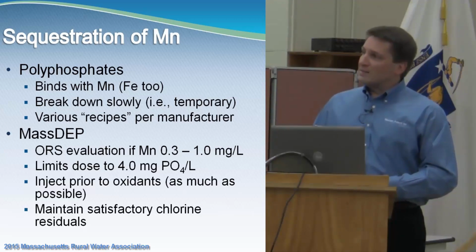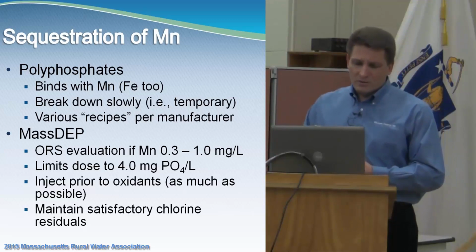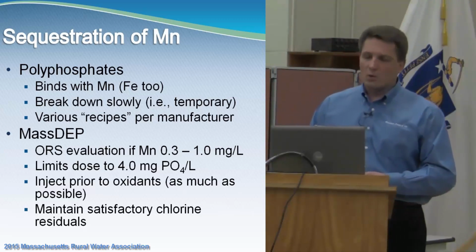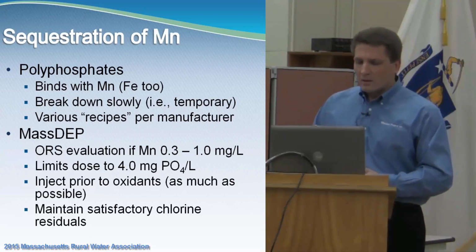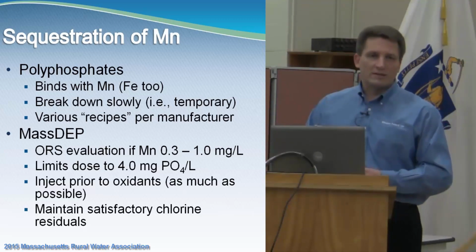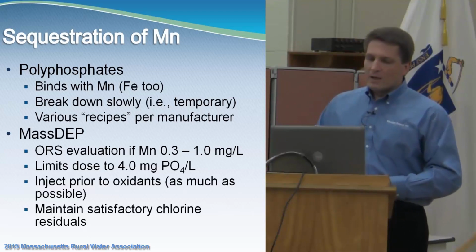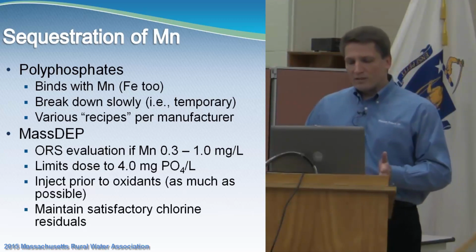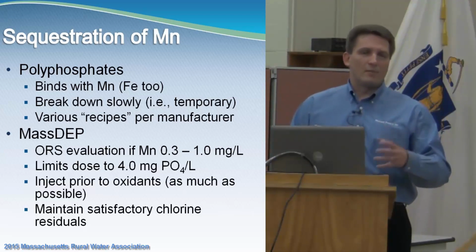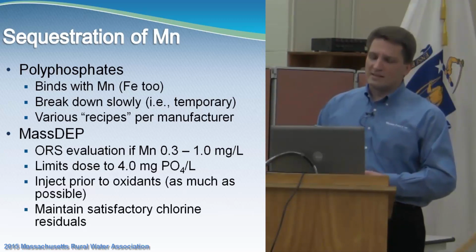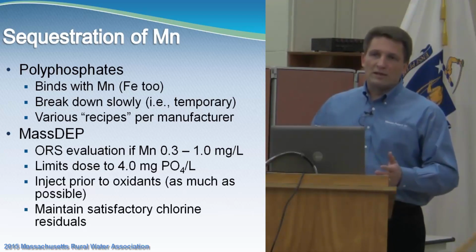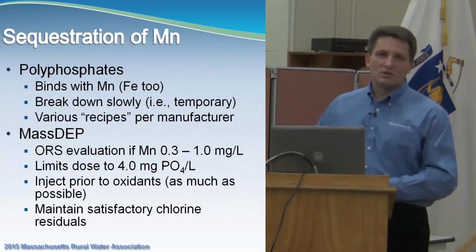On MassDEP's end of things, the Office of Research and Standards will require an evaluation if the manganese is between 0.3 to 1.0. They're not just going to let you do it carte blanche. They do limit the dose of your phosphate to 4 milligrams per liter to basically keep nutrients out of your distribution system, because that's problematic. And in regards to the design for that, you need to inject your polyphosphate prior to the oxidants with as much time as possible. Otherwise, the manganese will get oxidized and the polyphosphate won't be as effective as it could be. And one of the things that you also need to do is, because phosphate can be a food source, you do need to maintain a higher chlorine residual in your distribution system just to maintain that disinfection.